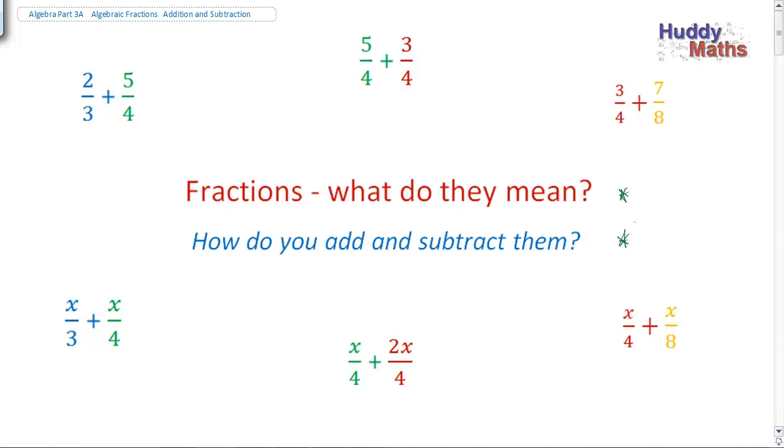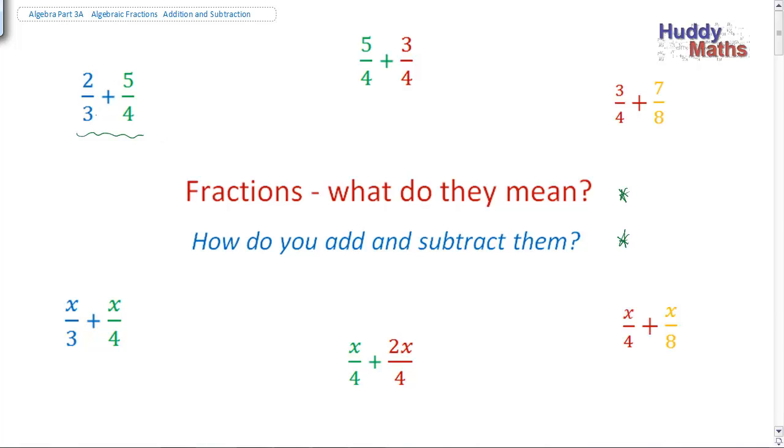Because if we've got a pronumeral in the fraction, as is likely now, because we've got algebra, we've got pronumerals standing for missing numbers. Hey, we're going to have to be able to do some fraction work. So let's look around the screen and see if we can answer the question, what do they mean? Here are two fractions, 2/3 plus 5/4.